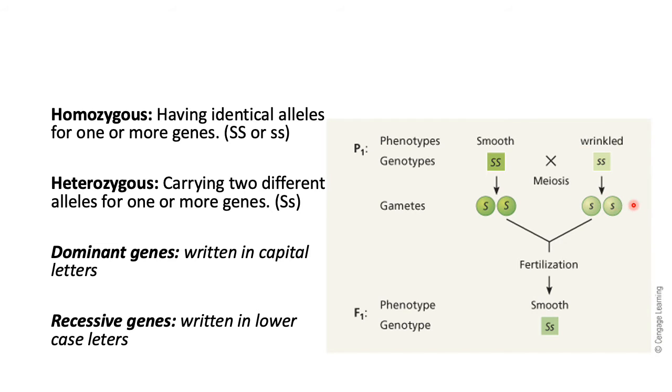And this plant here inherited from its mom one recessive gene, and from the dad another recessive gene. So this is homozygous recessive. And now this plant expresses wrinkled peas.